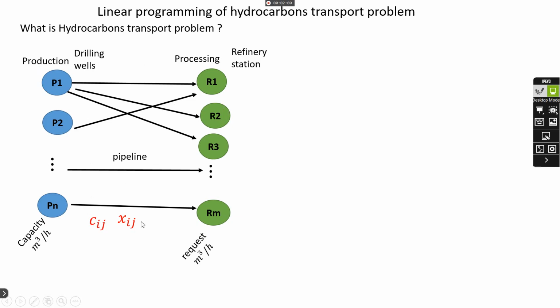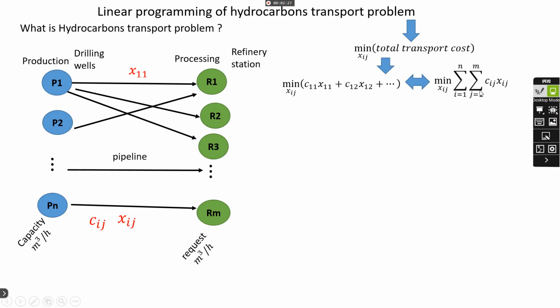The objective is to determine the optimal quantities Xij in order to optimize a certain objective, for example, minimize transport cost or maximize the energy. In our case, we focus on minimizing the transport cost, modeled by the double sum of Cij times Xij.